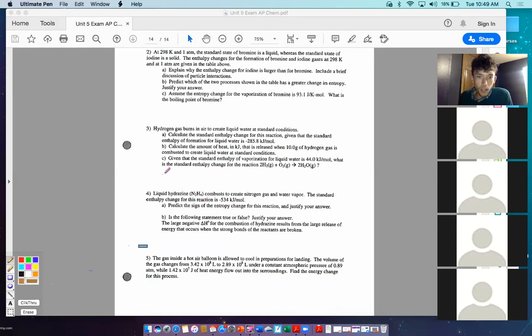Okay. Liquid hydrazine, N2H4, combusts with O2 to create nitrogen gas and water vapor. The standard enthalpy change for this reaction is negative 534 kilojoules per mole. All right, so I should maybe try to think about balancing this. So let's see. I just need to put a 2 right there. And it is balanced.